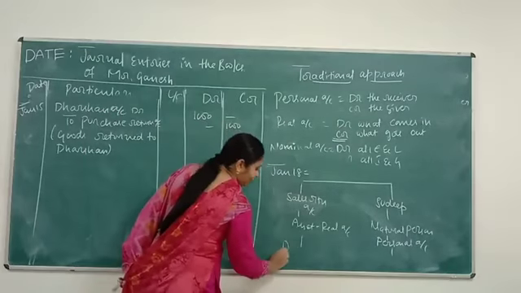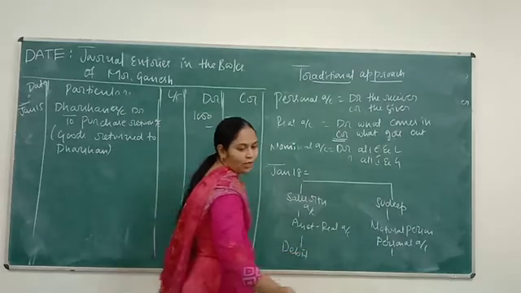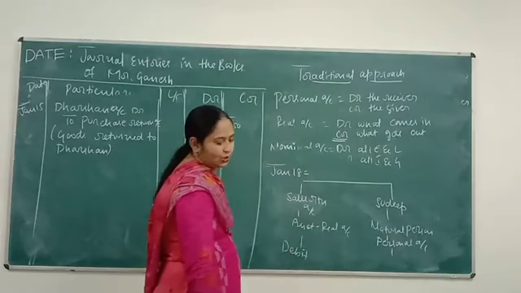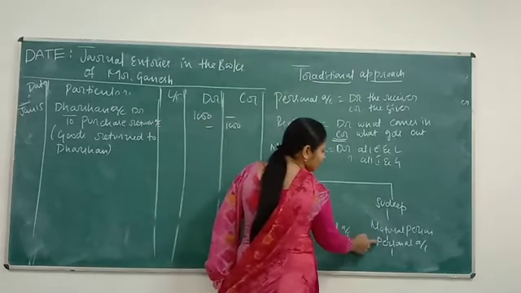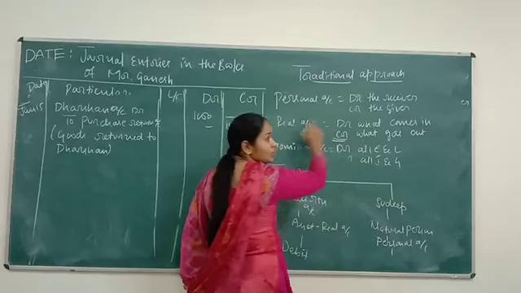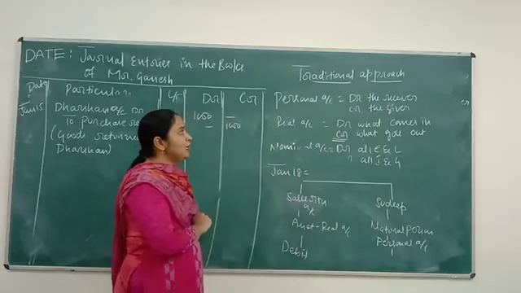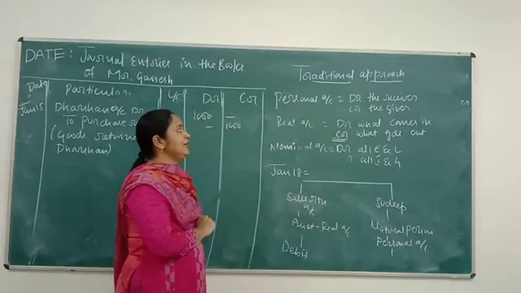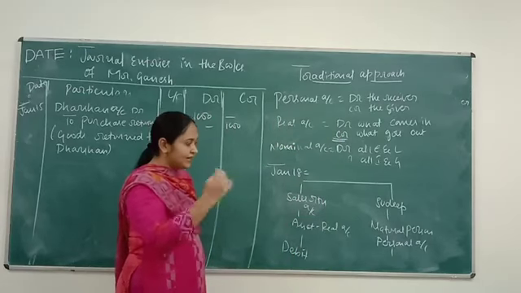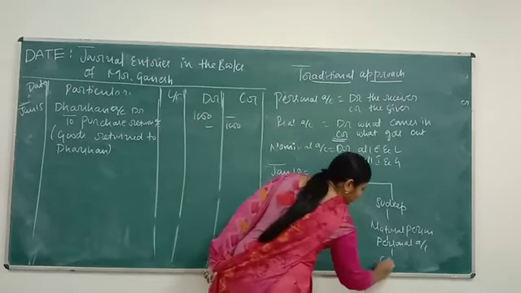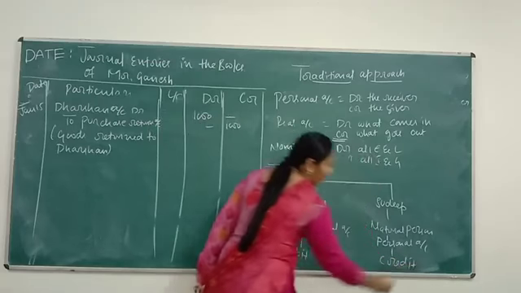So what should I do? I should debit sales return. Who is the giver? Sudeep. Sudeep is a natural person. Which account rule? Personal account rule. Debit the receiver, credit the giver. He is the giver. Sudeep is giving. So I should credit Sudeep account.